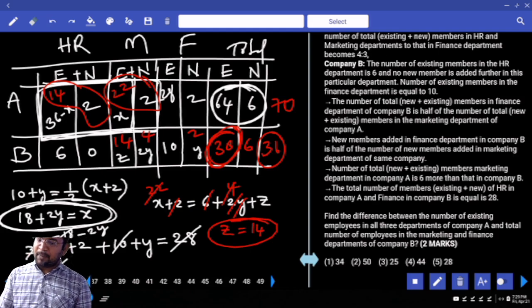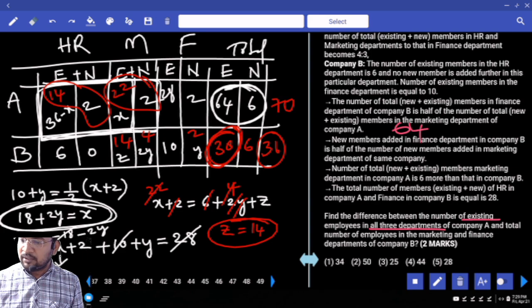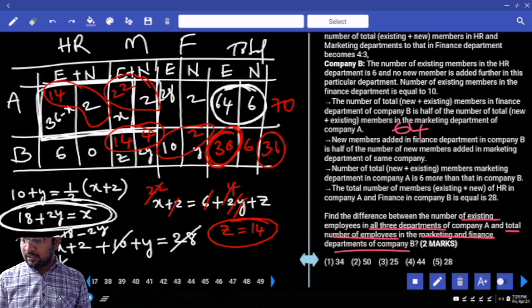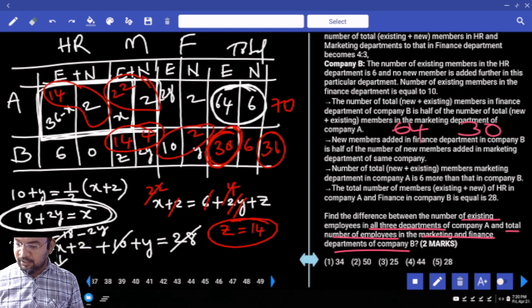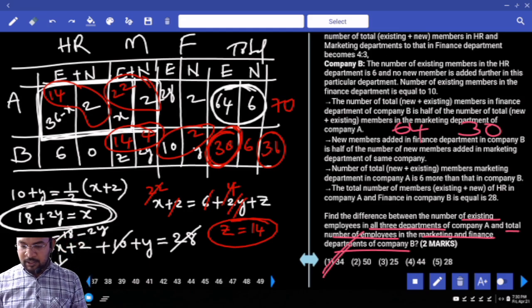Find the difference between the number of existing employees in all the three departments of company A, and the total number of employees in the marketing and finance departments of company B. First of all, existing employees in all the three departments of company A is 60. And the total number of employees in marketing and finance together is 30. They're asking the difference. The difference is 34. Shall I go for the next question?